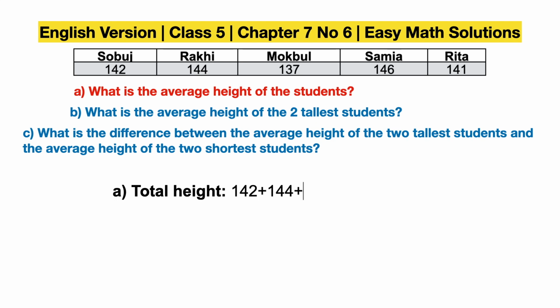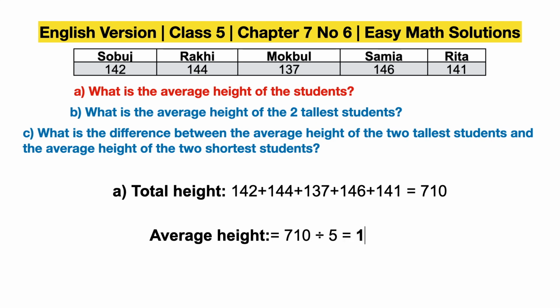Then total students average. Then we need to add all the heights. 5 students equal to 142 plus 144 plus 137 plus 146 plus 141 equal to 710 centimeter. Then average, 710 divided by 5 equal to 142 centimeter.